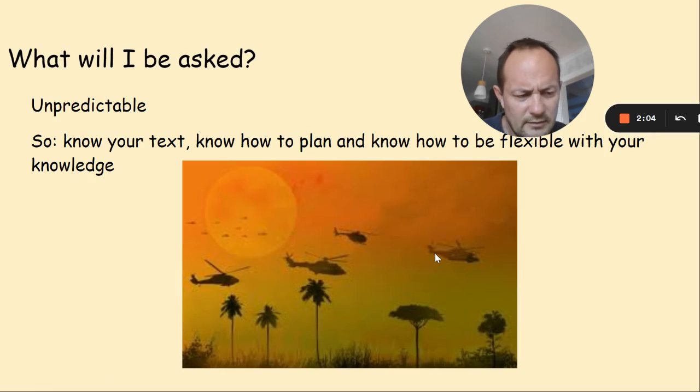So in year 11, it's pretty predictable what you'll be asked. However, in level 2, it's a lot more unpredictable. So we have got to know how to plan, and we have to know how to be flexible with our knowledge and be able to apply it to different stuff. And as we'll see later, you can't go in with a rote-learned essay. We've got to have some quotations and some knowledge about all the different aspects.